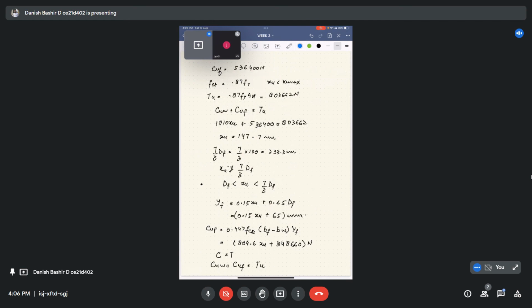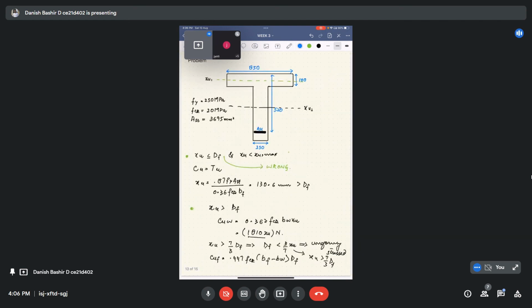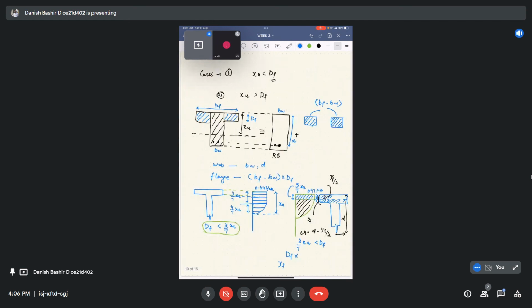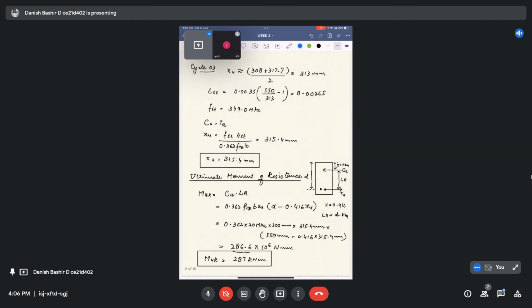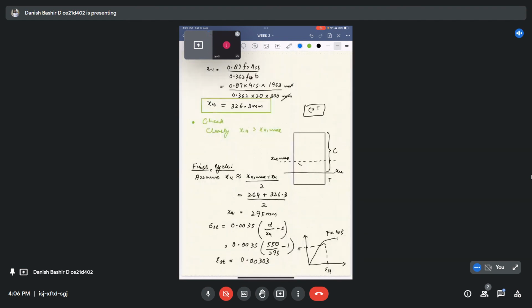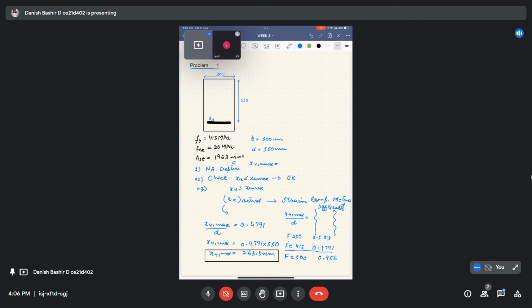We have done it for the two sections. One was the flanged section, and another problem we discussed for the rectangular section. We calculated the depth of the neutral axis and the ultimate moment of resistance.